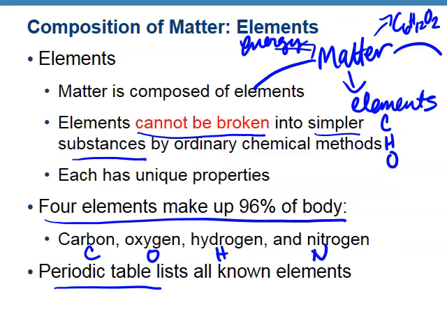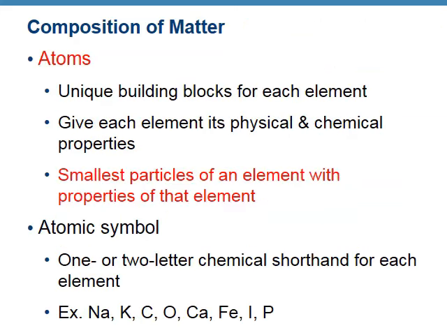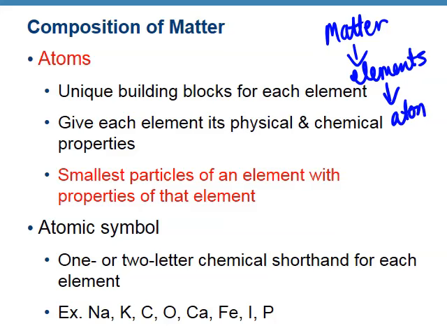You could look at a periodic table and you could see all the elements that we've found so far. Atoms would be the next layer in. So we are here at matter, then we look at elements. Inside elements, you're going to have atoms. So atoms are the building blocks for each element, and they give that element its specific physical and chemical properties. Basically, it's the smallest particle of an element with the properties of an element. Usually we'll use atomic symbols. This is what you see on the periodic table. Usually it's one or two letter combinations if we want to do shorthand.